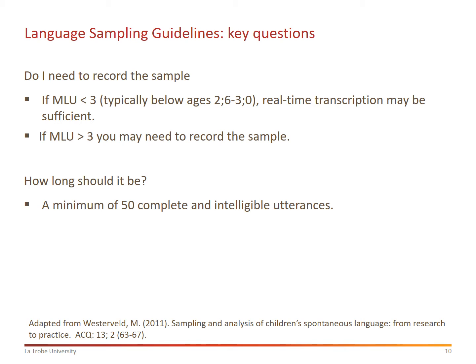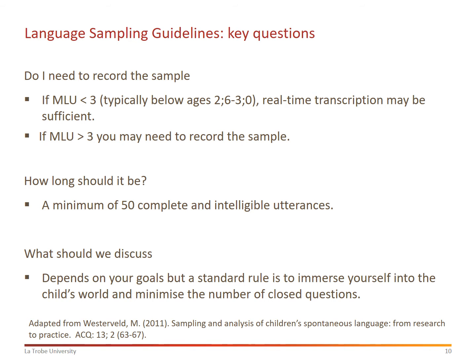How long should it be? We've known for a long time that you need a minimum of 50 complete and intelligible utterances. If they're not intelligible, there might be a word or a whole utterance that's not intelligible, we can't count morphemes. So complete and intelligible utterances is really important. So you need 50 of those. It might mean that your sample is quite a lot longer than 50 utterances produced by the child. I typically don't count yes and no's for obvious reasons. They don't really tell us anything about a child's morphological abilities. And I try and avoid one word or single word answers. Again, we're trying to elicit extended utterances as much as the child can do.